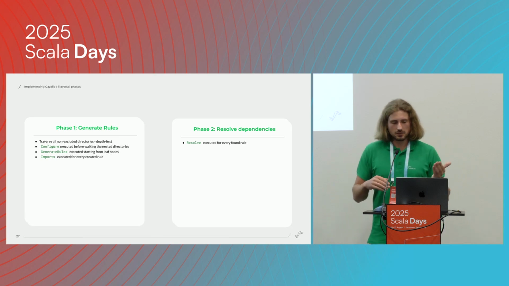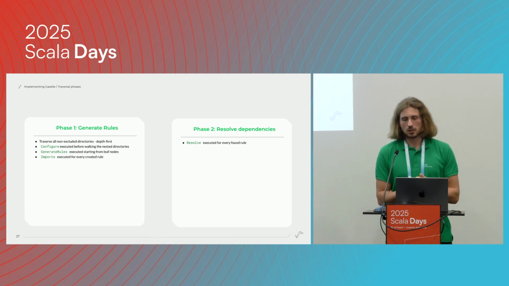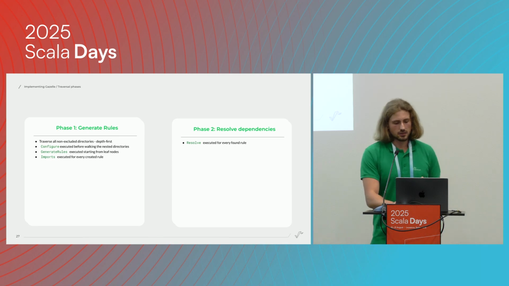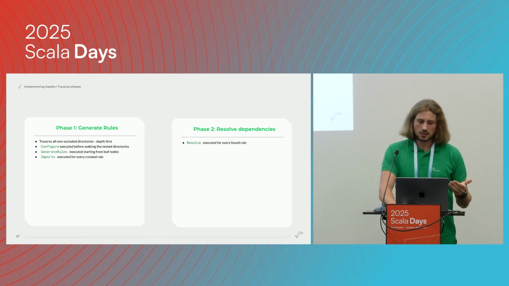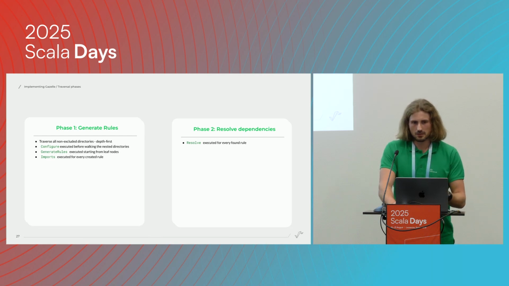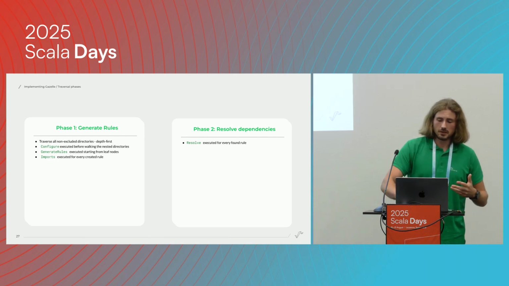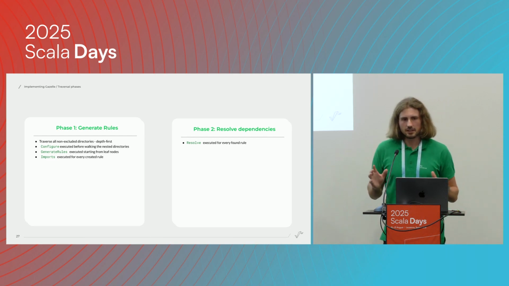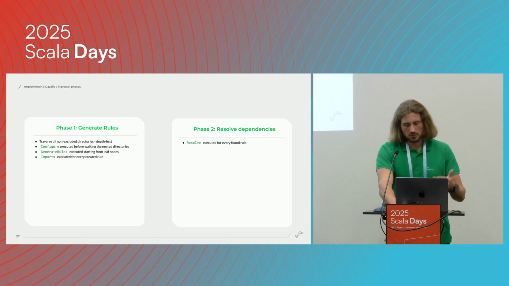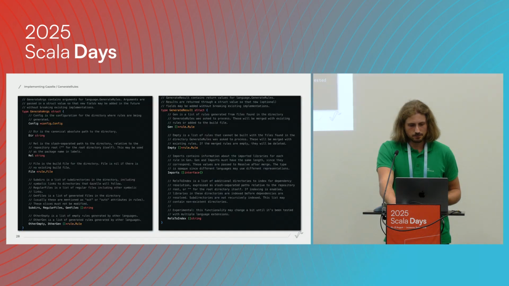Starting from the leaf nodes, it would generate actual rules. And later, for every generated rule, it would index the symbols that are exported from it. So the symbols that are now exposed. In the second phase, based on this build index, it would try to resolve dependencies. So it would need to walk a bit for the second time.